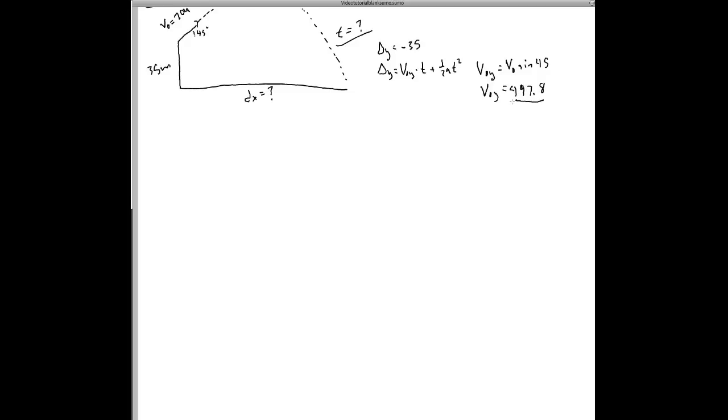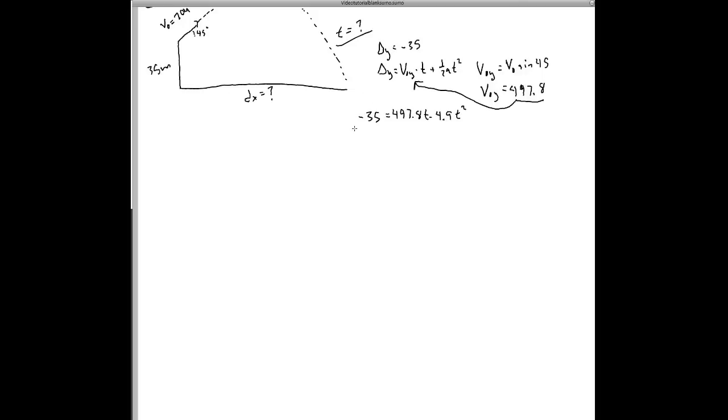So now take that, plug it into your v naught y, and plug in also your delta y, which is negative 35. That equals 497.8 t, and then plus 1/2 a, that's minus 4.9 t squared. Well, now I can't divide both sides by t because I've got this negative 35 over here. I've got this height that I've got to deal with.